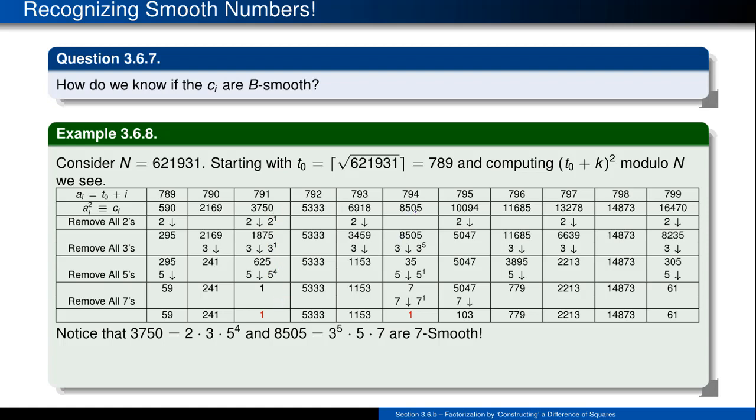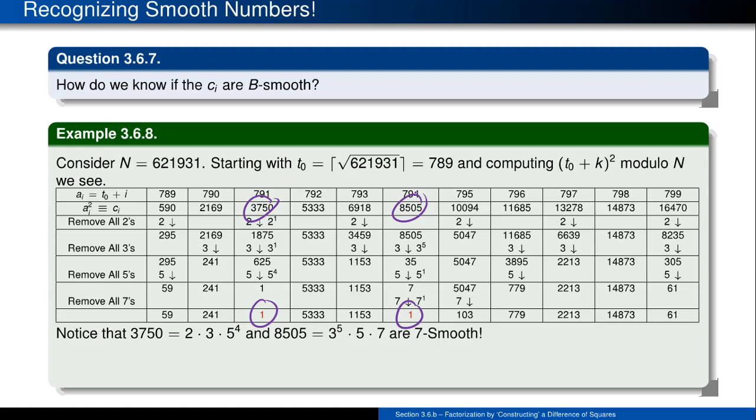The 8505 didn't have any 2s inside of it, but it had a tremendous amount of reduction at the stage of 3. So it went from 8505 down to 35, and then the 35 went down to a 7, and then the 7 into a 1. So once you do a bunch of these passes, you're going to see some extra little residues remaining. What I'm hoping to see is a bunch of 1s. Those 1s are representations that the numbers I started with were in fact 7 smooth.